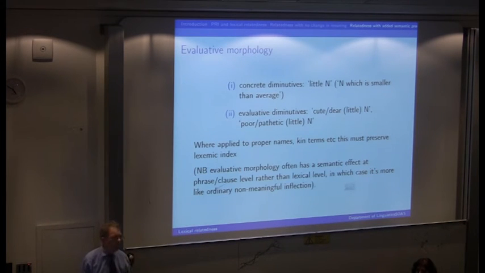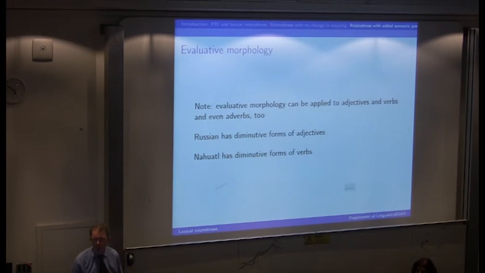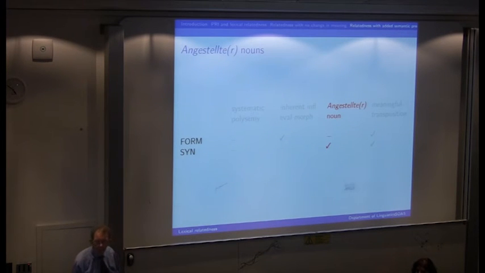And in languages with a great deal of evaluative morphology, like, say, Russian, it's clear that you've got a single word which has various forms with different degrees of evaluation, diminutiveness. It's not just nouns, by the way. So in Russian, some adjectives can have diminutive forms. In Nahuatl, some verbs can have diminutive forms. So this evaluative morphology is quite widespread. So that's the second type, systematic polysemy, and then there's the where you change the form, it's still a noun or it's still a verb. It's a form of a verb, form of a noun.